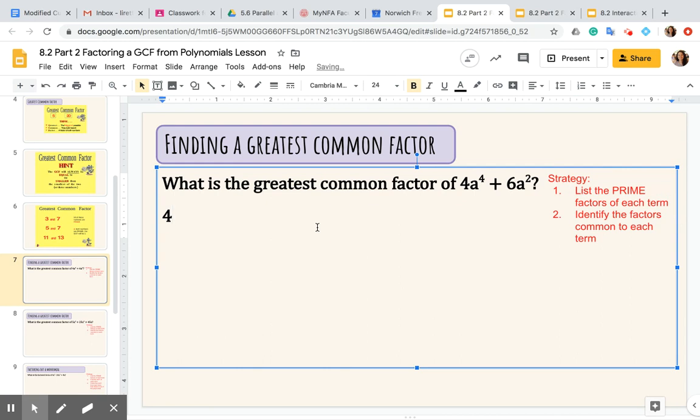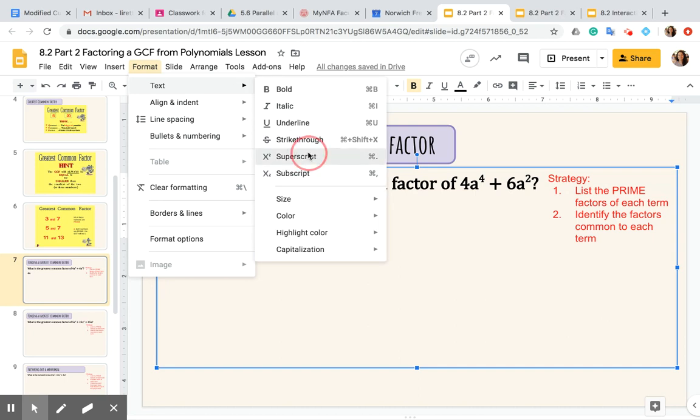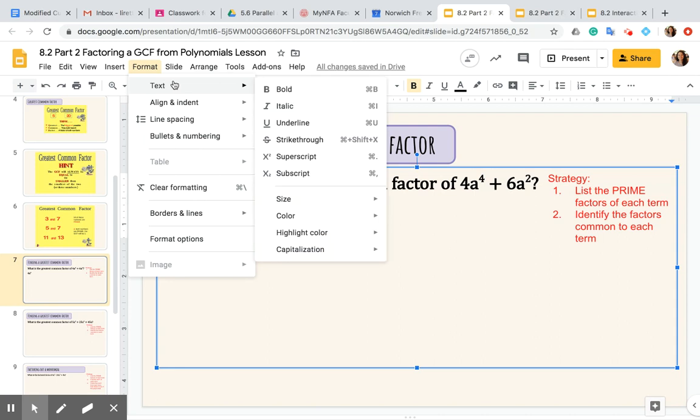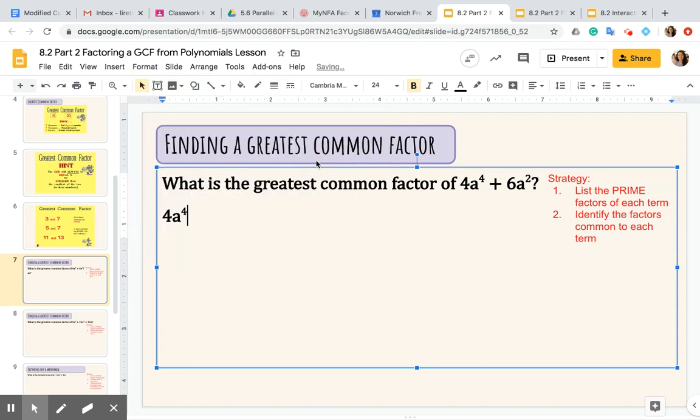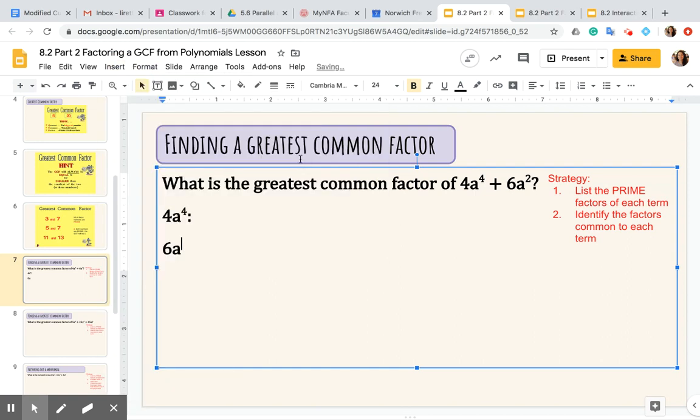So I'm going to just write my terms here. For text superscript, I encourage you to try and figure out what the keyboard shortcuts are for superscript on your computer. I'm going to do it the old-fashioned way so you can see where I'm going. I do know what the keyboard shortcut is, but I'm not going to use that. So here's term number 1, and I've got a positive 6a squared. Here's term number 2.